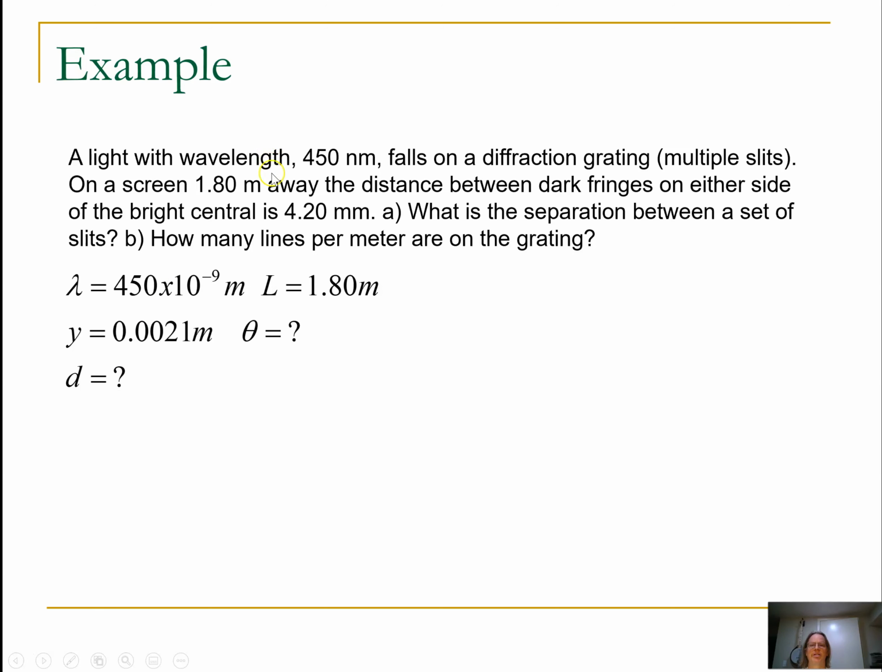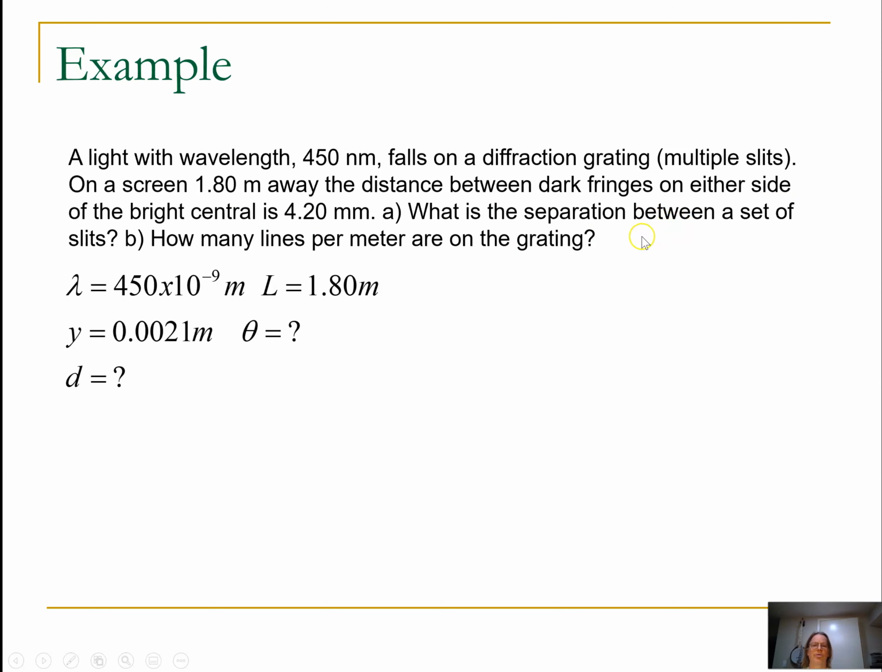All right, so here we go. This is purple, guys. Well, bluish purple. It's pretty purple. So there's your wavelength, and it falls on a diffraction grating with a lot of slits. Now we're going to find how far apart the slits are. The screen is 1.8 meters away. The distance between the dark fringes on either side of the bright central is 4.2 meters.